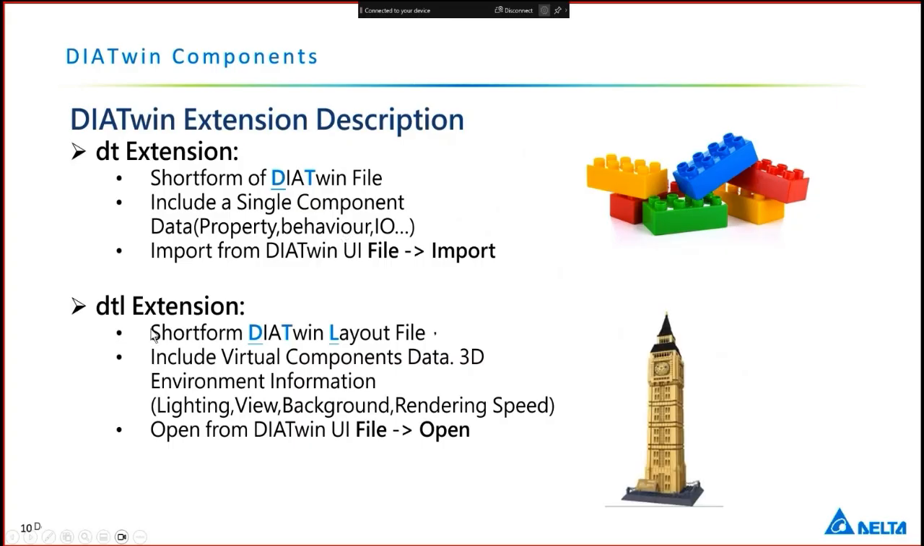The DTL stands for digital twin layout file. It's an assembly of multiple DT to complete a project file. Normally we can run the program at this station, the simulation, then export to the radio.